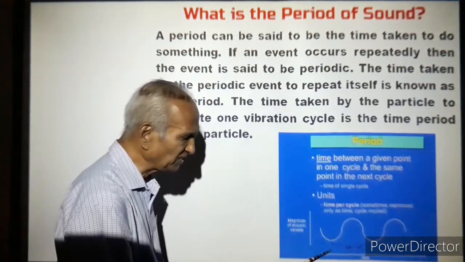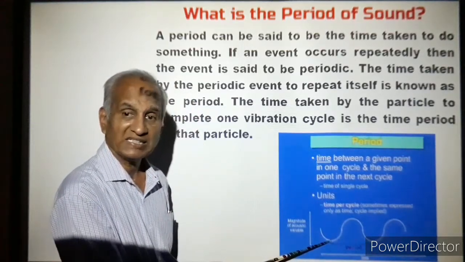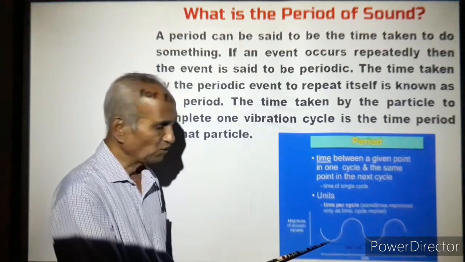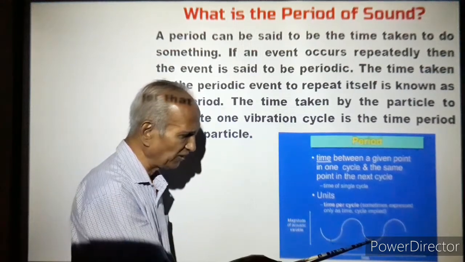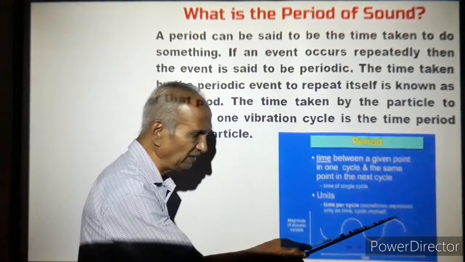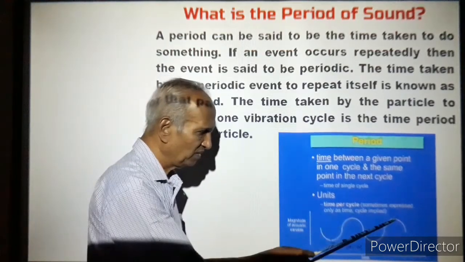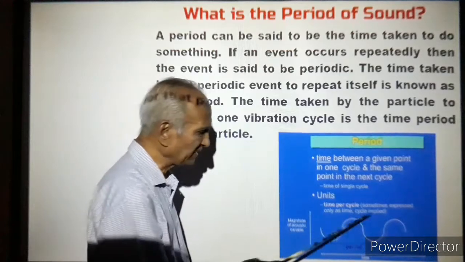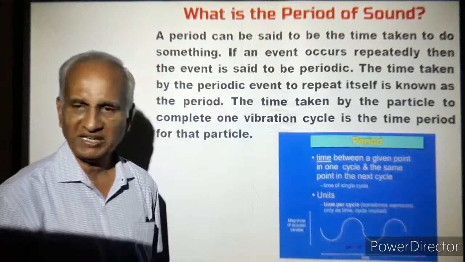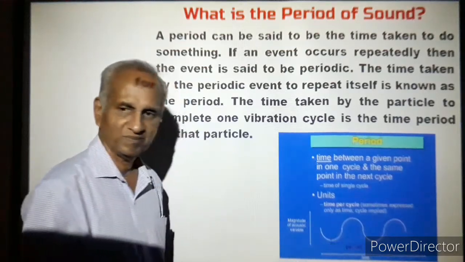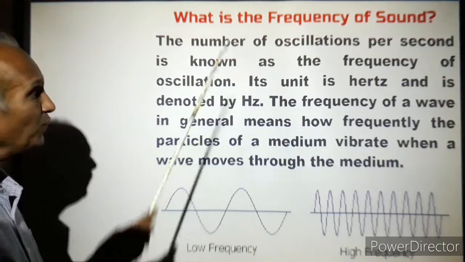And from one crest to the adjacent crest, whatever time it takes is called the period. Now I am showing you trough here, from one trough to the other. It can be from one crest to the other. The time gap between one crest and the next crest, or one trough and the next trough, you call it the period. The period.